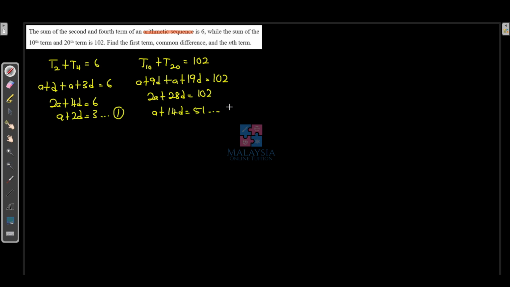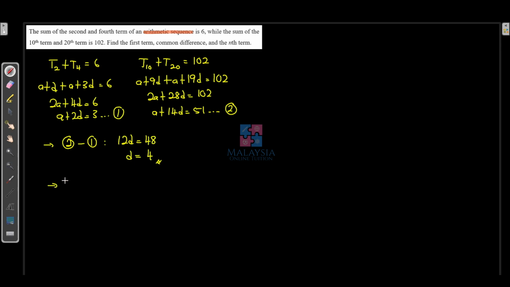Okay, as the second equation. So now you can see that the a for the second and first equation are already the same. So you can straight away subtract 2 with 1, or the second with the first equation. So we have a minus a to be 0. 14 minus 2, that is going to be 12. So 12d equals 51 minus 3, that is going to be 48. And finally, our common difference is 4. Done for the common difference.